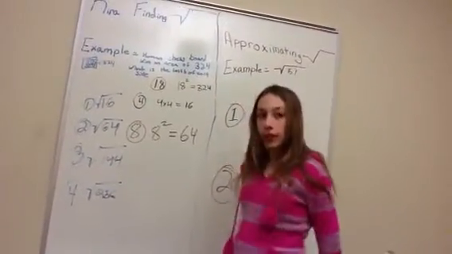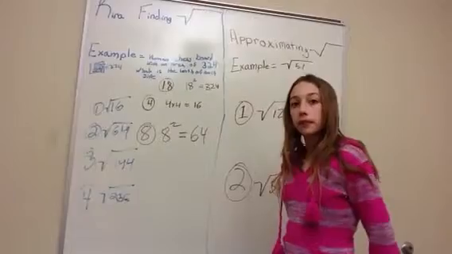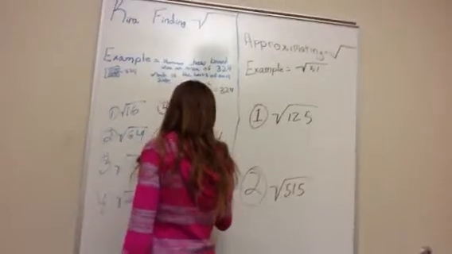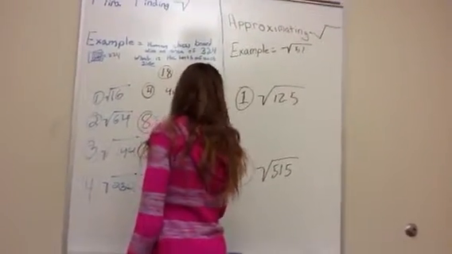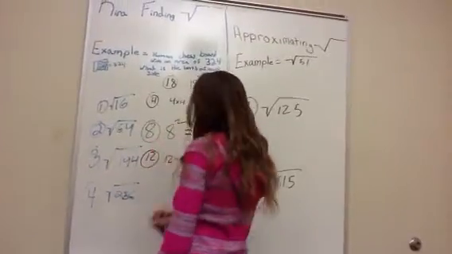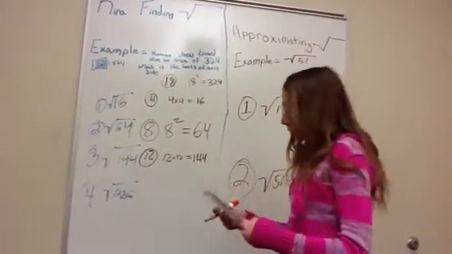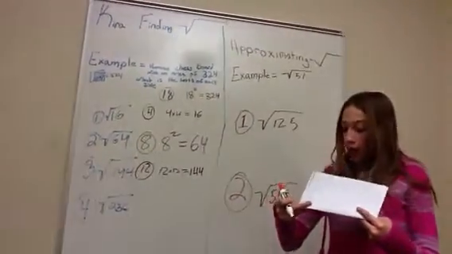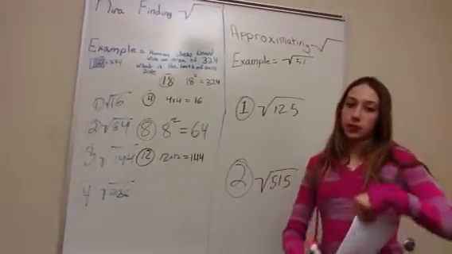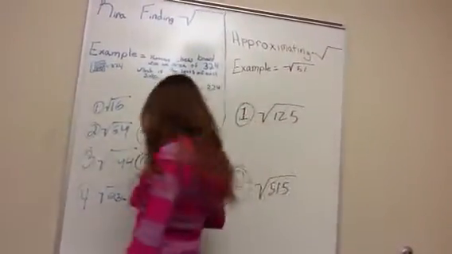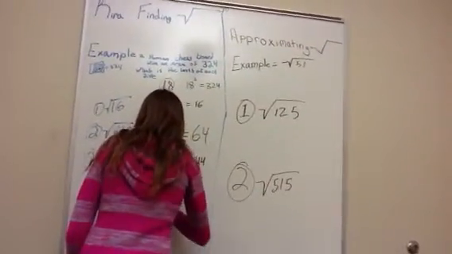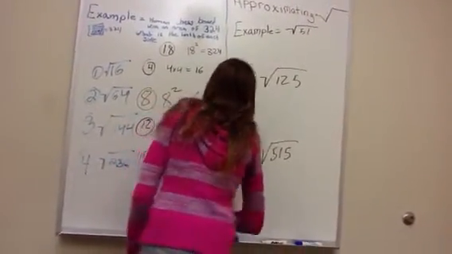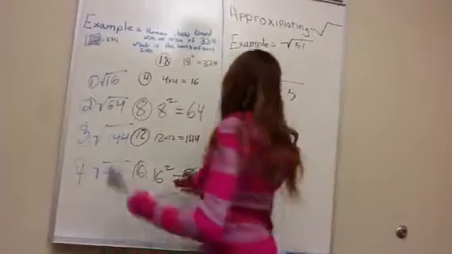144. This one's a little tougher. Does anybody know what that is? It's 12. Because 12 times 12 equals 144. Okay, for our last problem, it's the square root of 256. It is 16. Because 16 squared equals 256. Everyone got that? Okay.